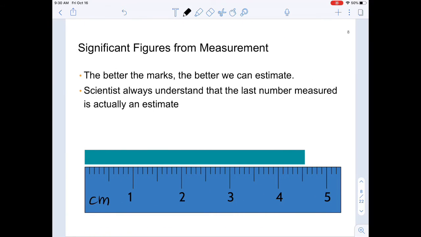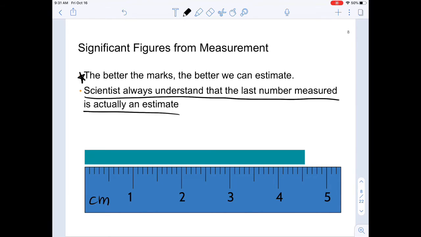Here, I have a mark every single 0.1 of a centimeter. So this is just showing us that the more markings there are on a piece of equipment, the better we can estimate. It's always understood that the last number in a measurement is the estimated digit.